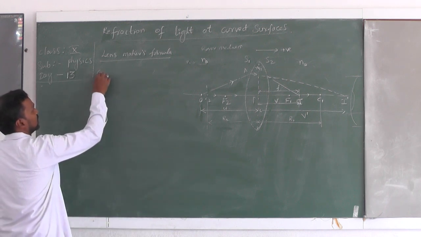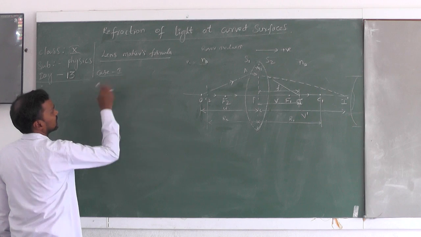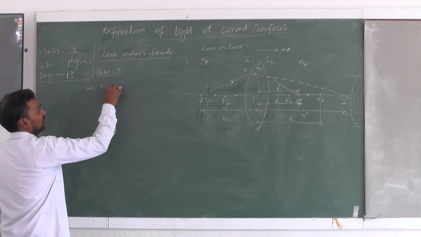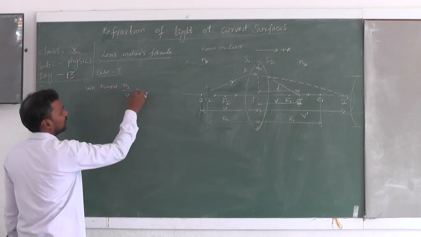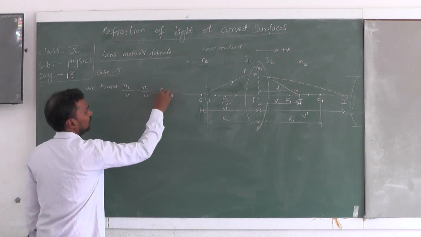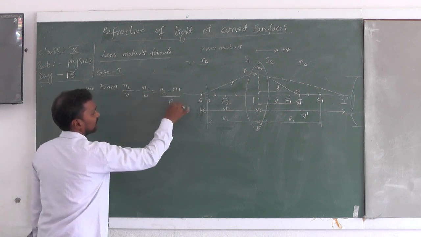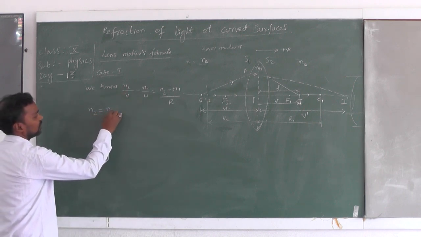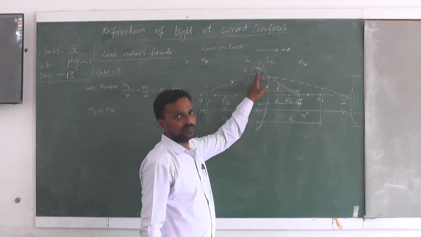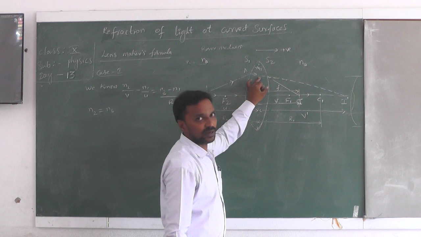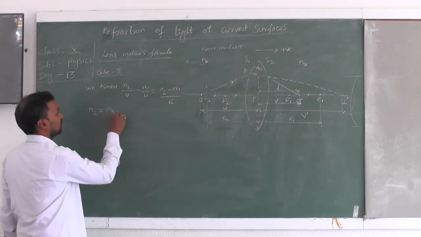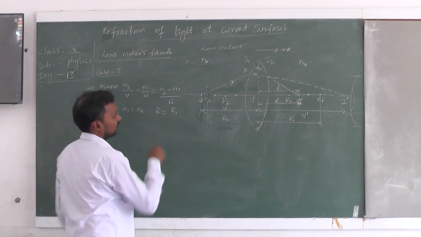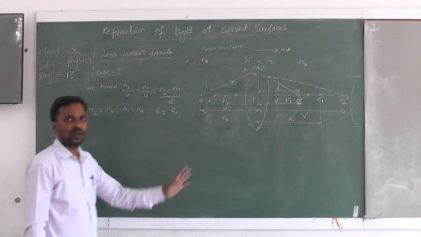So case 1, with respect to surface 1, what is the formula? We know N2 by V minus N1 by U is equal to N2 minus N1 by R. Here N2 is equal to NB, the refractive index of the second medium. Light is traveling from rarer medium to denser medium, so N2 is the refractive index of the denser medium. N1 is equal to NA, and R is equal to R1.